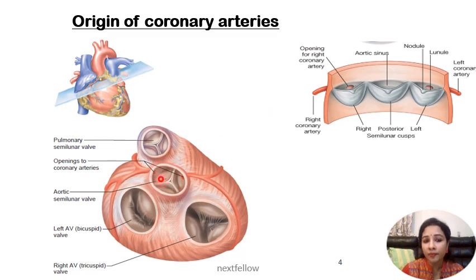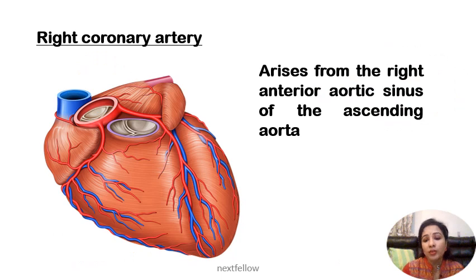For the left coronary artery, we have got two sinuses here, posterior left and posterior right. So the posterior left aortic sinus gives rise to left coronary artery, whereas the right posterior aortic sinus doesn't have any artery arising from it. So I just repeat, right coronary artery gains its origin from the anterior aortic sinus. Left posterior aortic sinus gives rise to left coronary artery. So that was about the origin.